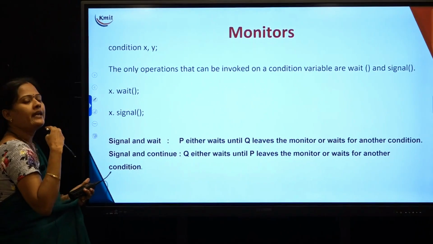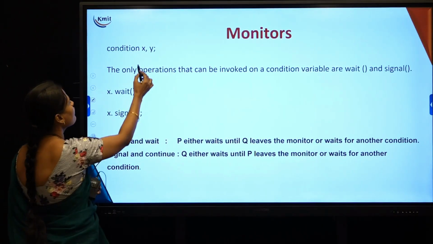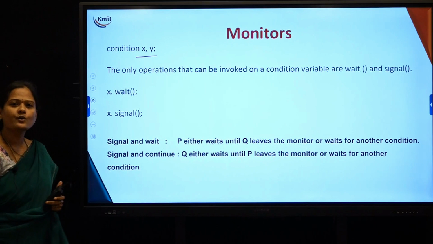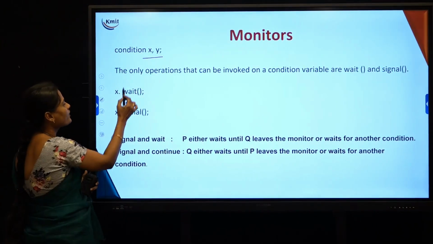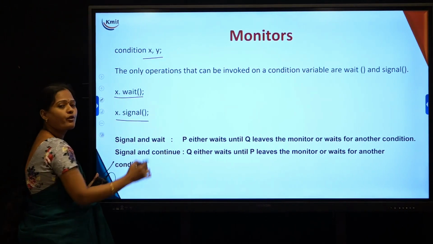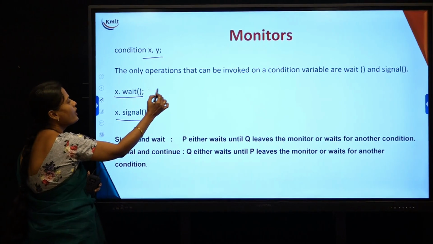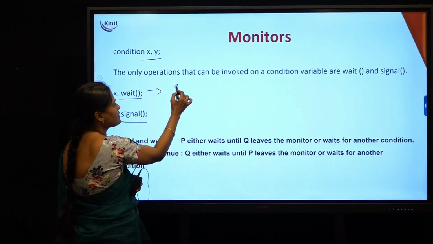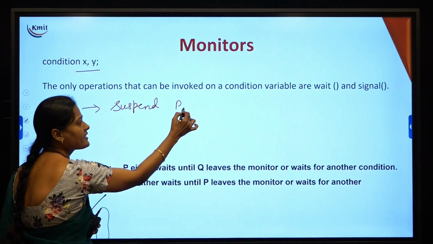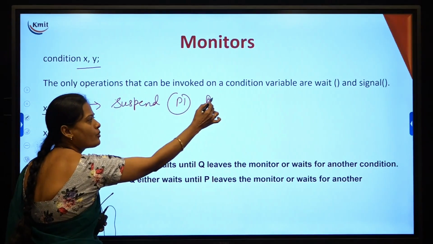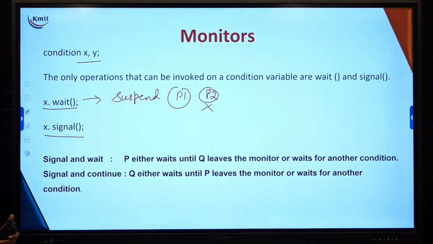Now, in addition to the structure of the monitor that we have seen, we use two variables here, which we call condition variables, x comma y, and on these condition variables we perform x dot wait and x dot signal, like a semaphore. Here x dot wait will suspend a process if some other process is in the critical section and P2 also wants to enter the critical section.